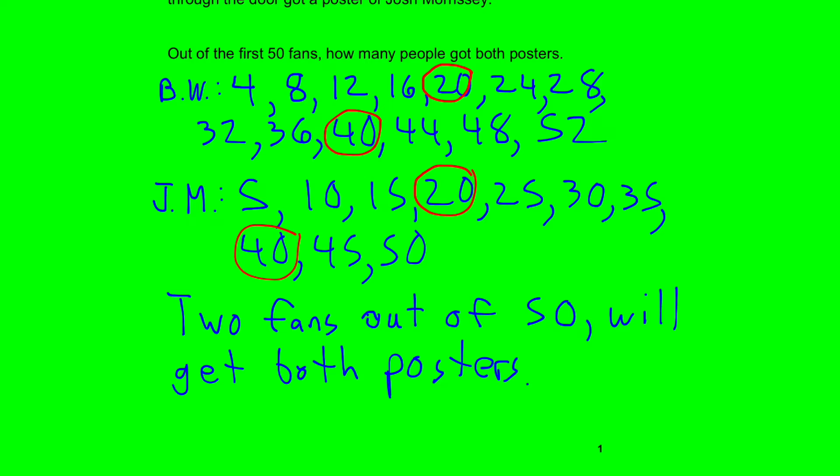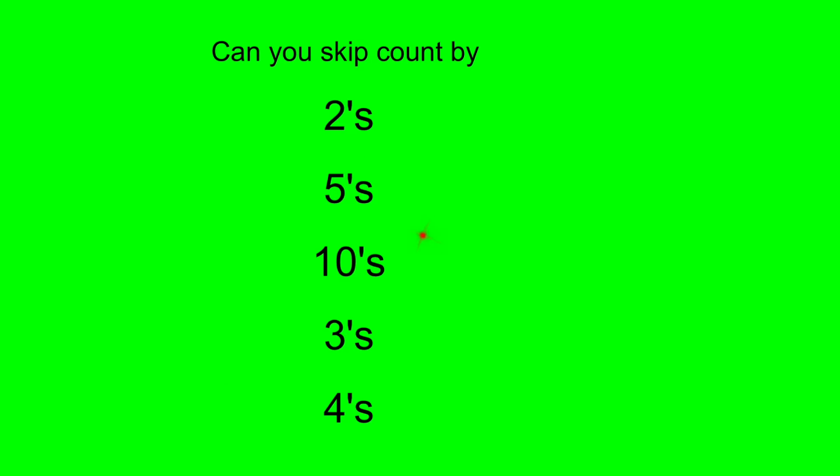We're going to look at skip counting, multiples, common multiples, and something called the lowest common multiple. So we talked a little bit about skip counting. Skip counting by 2s is like 2, 4, 6, 8. Skip counting by 5s, 5, 10, 15, 20. Skip counting by 10s, 10, 20, 30, 40, etc. 3, 6, 9, 12, 15, 18. 4, 8, 12, 16, 20, 24. So we talked about what skip counting meant.